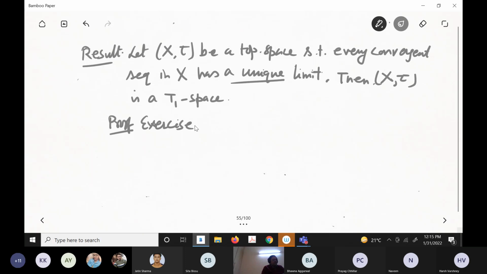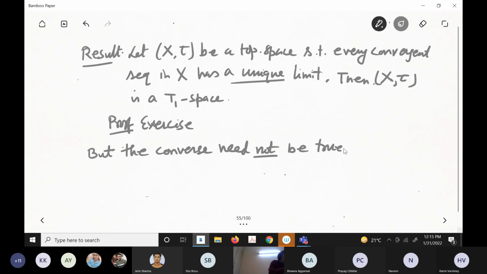But the converse may not be true. You should find a counterexample. The converse, that means T2, T1, in between this kind of space you have, satisfying this property: every convergent sequence has a unique limit, it is in between. So the converse need not be true.